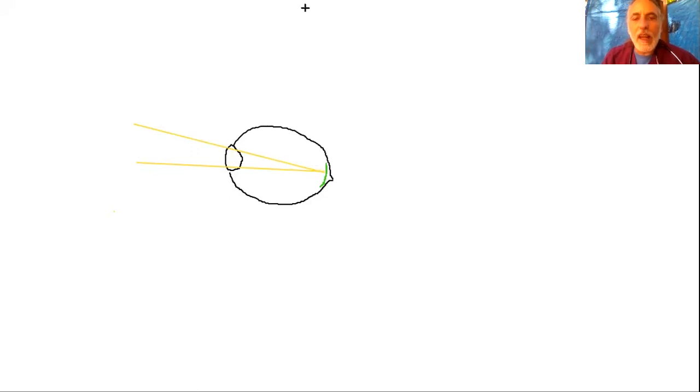Now let's say that our lens is a little out of shape. Let's just say our lens is a little out of shape, and that ray of light is not focused as well on the retina. Right? So then we have a blurry image.